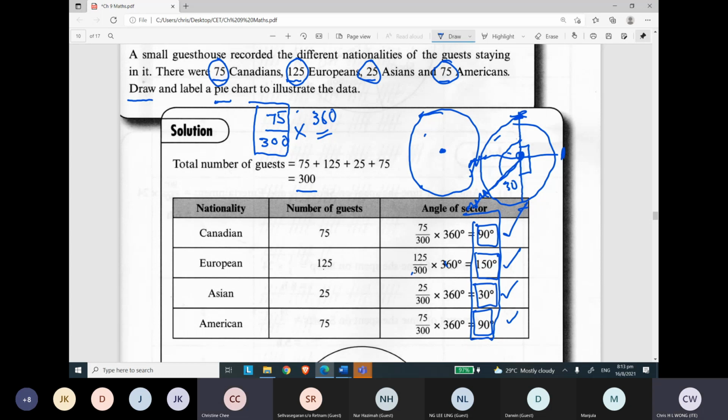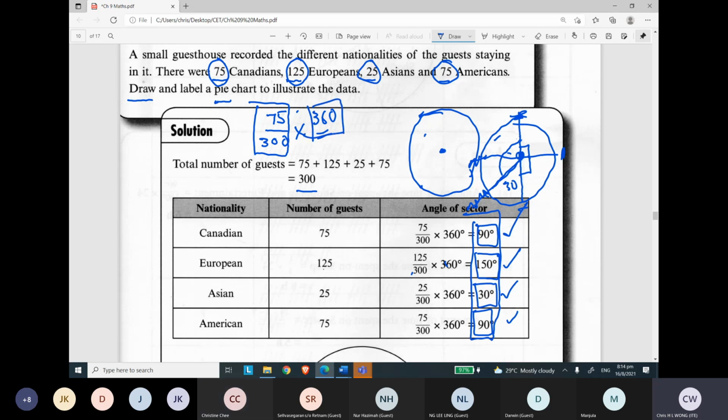So we don't have to use 100? Sorry, say again? We don't have to use 100? Oh, no. We use 360. It depends, you know. It depends, because if I ask you to draw on a circle accurately, you need the 360.